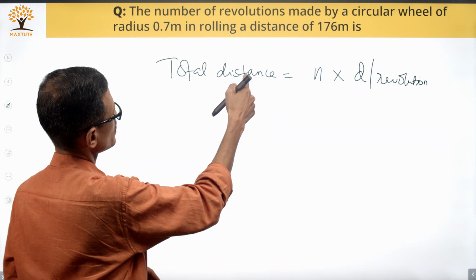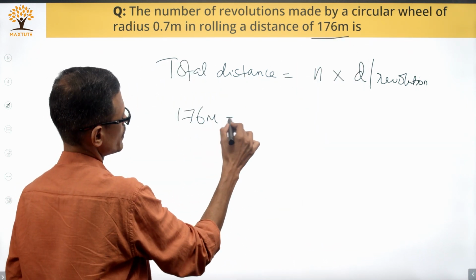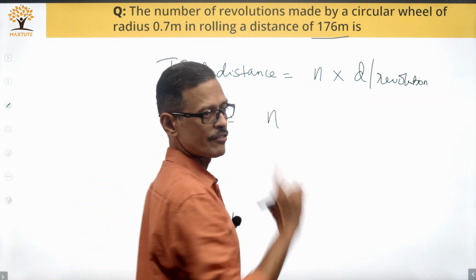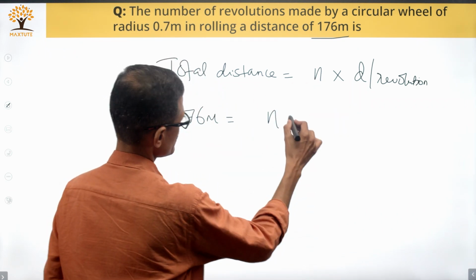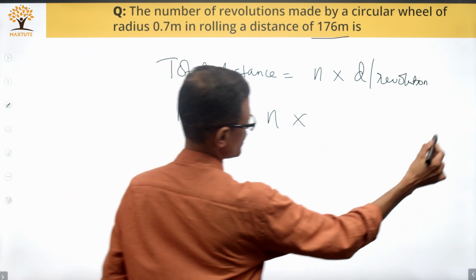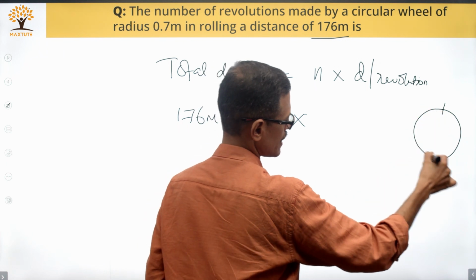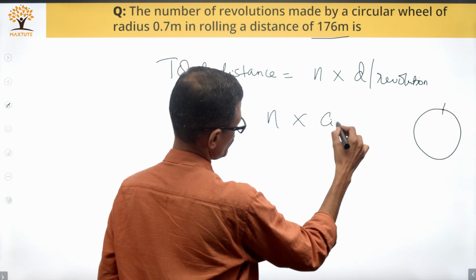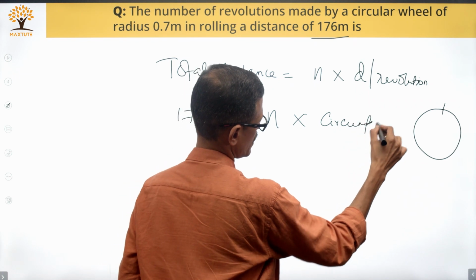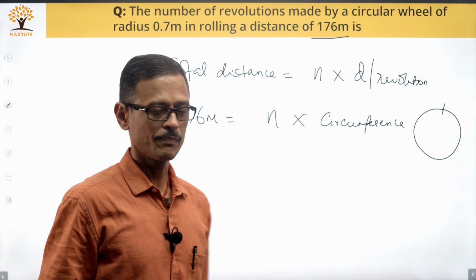So, what do we have as the total distance? That is equal to 176 meters. We are going to equate it to the number of revolutions into the distance covered per revolution. Distance covered per revolution, look at it, it's a circular wheel, the distance covered in one revolution, let us say this is the place where you start, the circumference of the circle is the distance covered per revolution. So, n into circumference of the circle should be equal to 176 meters, the total distance travelled.